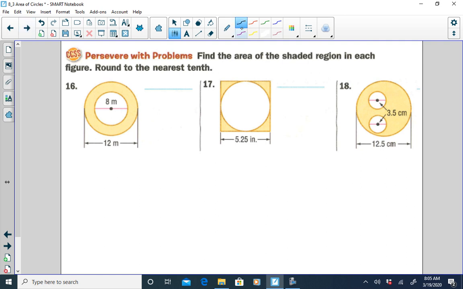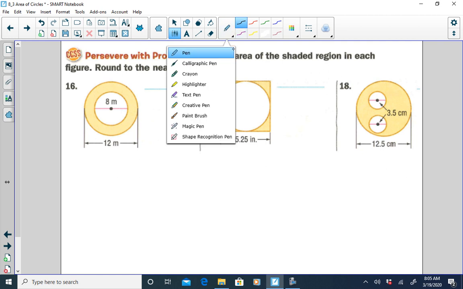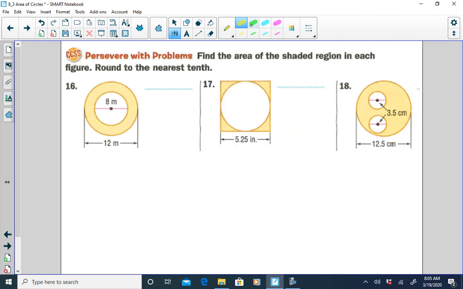Let's look at 16. Now, you're asked to find the area of the shaded region. Well, the shaded region is this yellow region in here. It is the region inside of this circle, but outside of this circle. Now, I always like to show this to my students when we do these problems. So let me see if I can be successful and shade in my circle here.